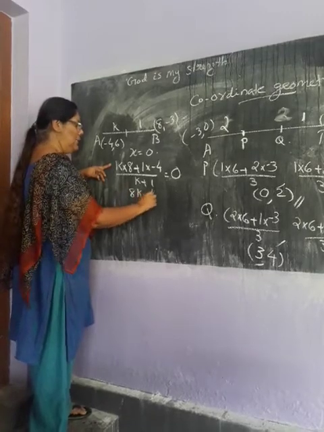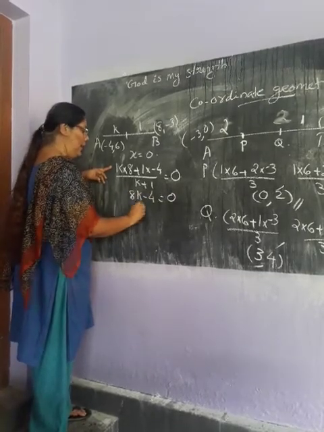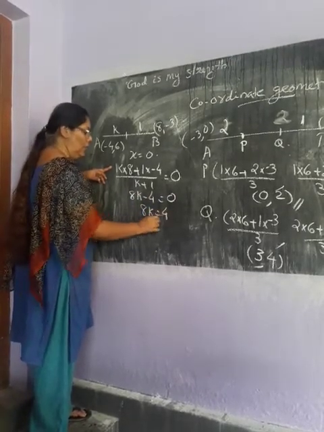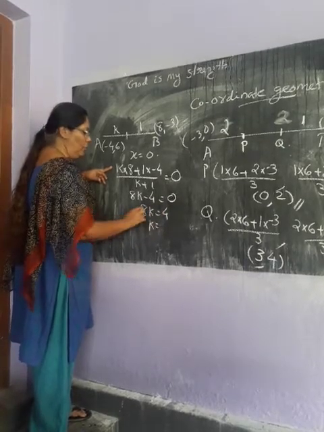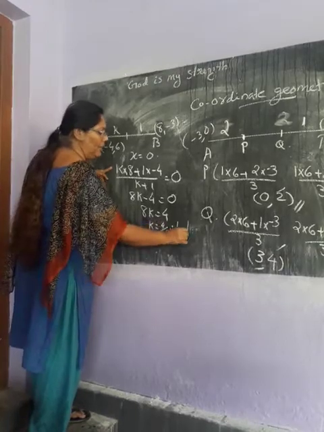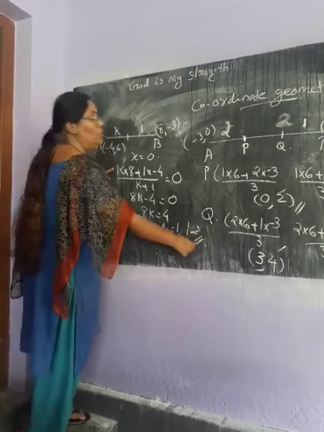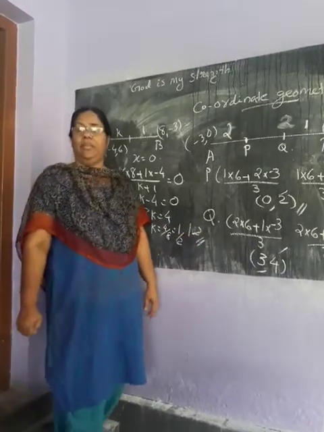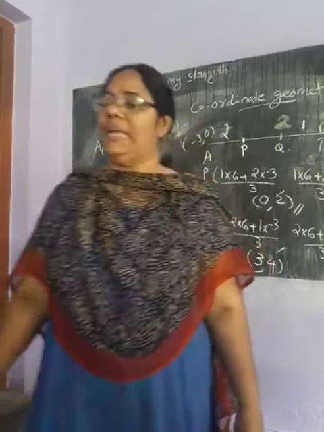8k minus 4 equal to 0. 8k equal to 4. Then k is equal to 4 by 8. What is 4 by 8? 1 by 2, so the ratio is 1 is to 2. The ratio is 1 is to 2. What's the second part?